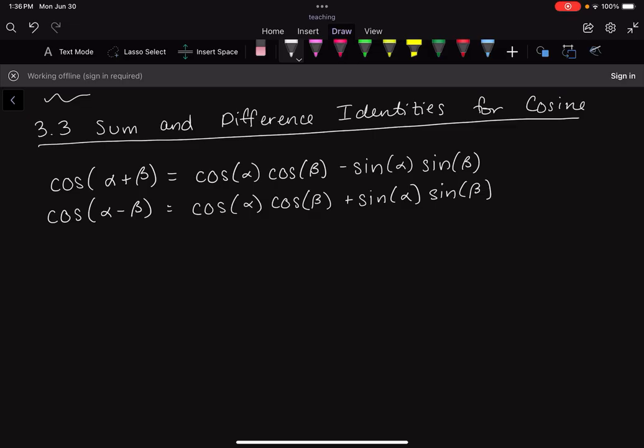Now, right now, these are just identities that I've introduced to you, so you may wonder, what are we even about to use this for? What is the purpose of this? So here's an example of why we would use this.